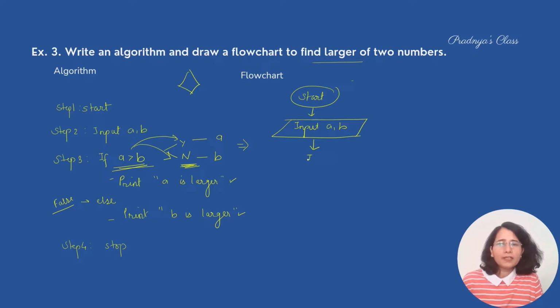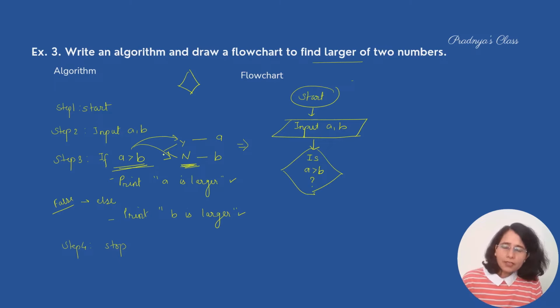We have to write here the condition: A is greater than B. For a conditional statement you will always get two options, yes or no, or we can write true, and for no we can write false. So this decision box also has two options. We can write yes and we can write no. This side I am writing the yes part, this side I am writing the no part. You can even write T and F also.